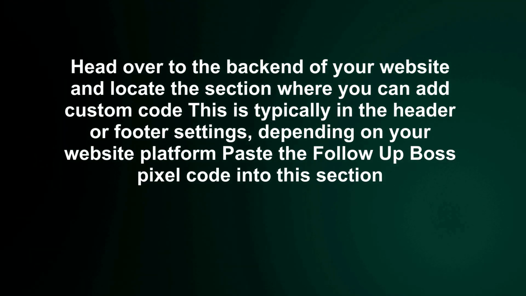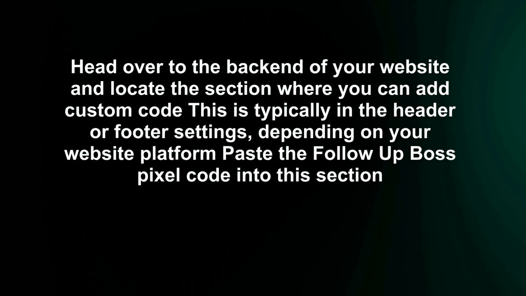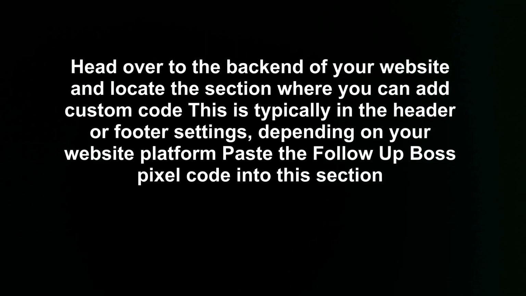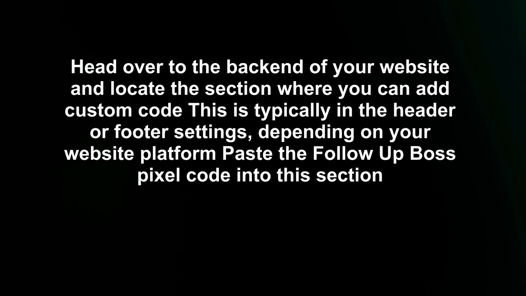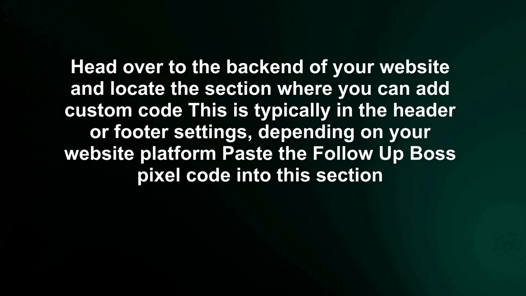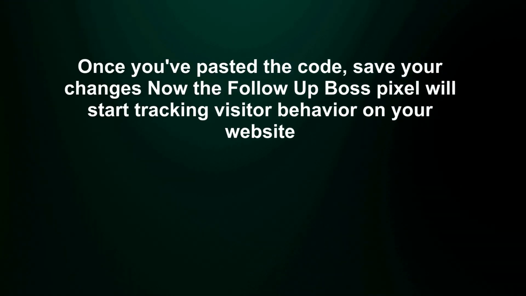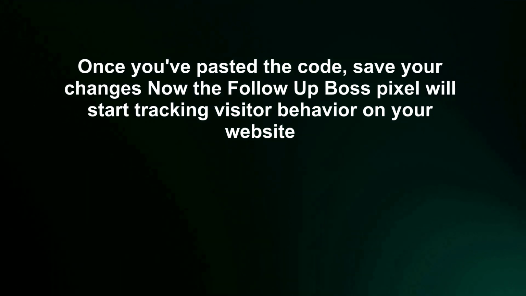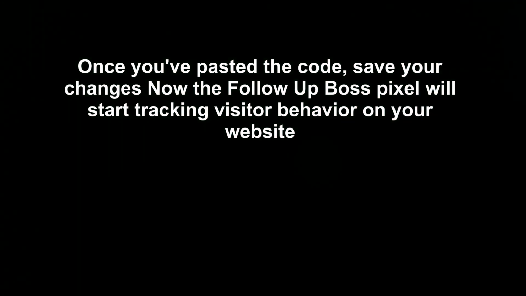Head over to the back end of your website and locate the section where you can add custom code. This is typically in the header or footer settings. Depending on your website platform, paste the Follow Up Boss pixel code into this section. Once you've pasted the code, save your changes. Now the Follow Up Boss pixel will start tracking visitor behavior on your website.